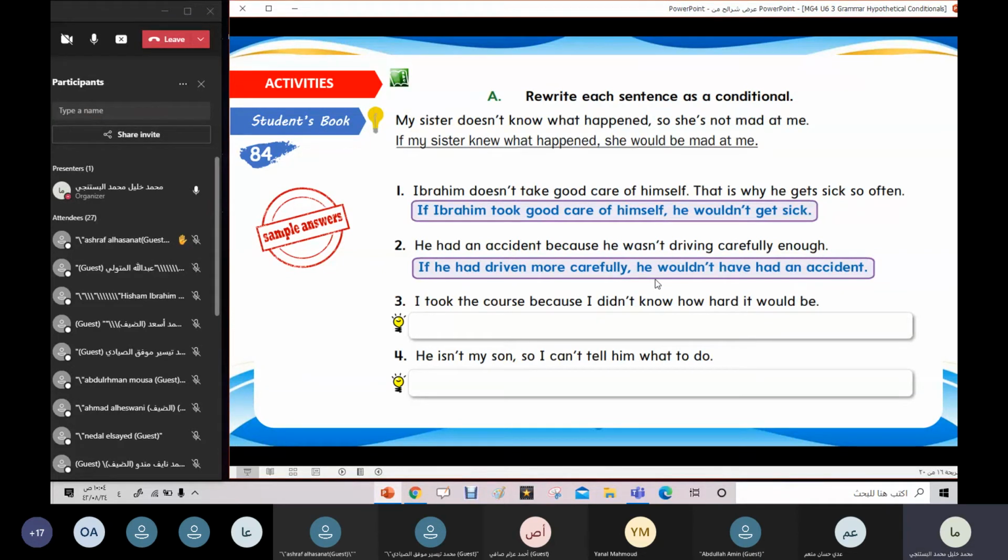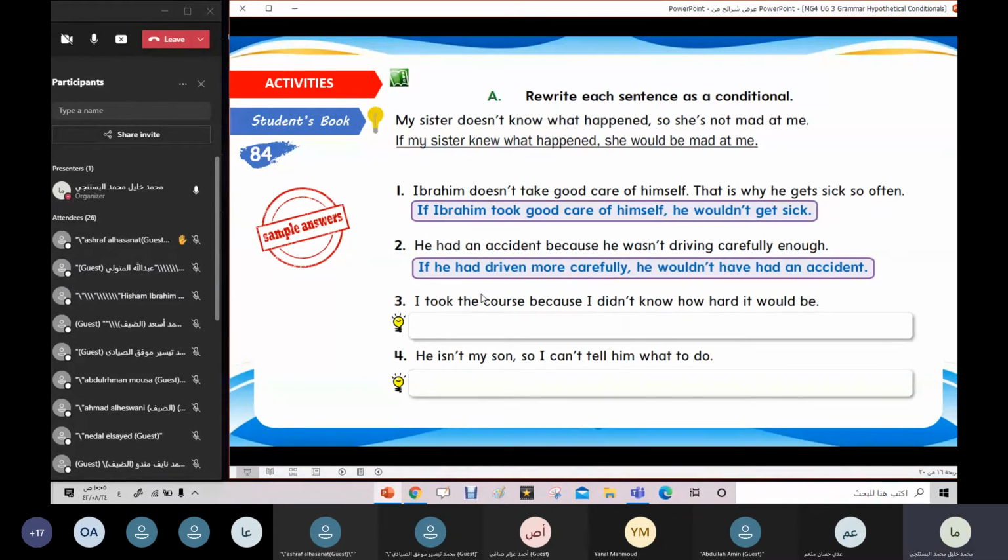Number 3, I took the course because I didn't know how hard it would be. Now, if you want to imagine the opposite, we can use what? The past hypothetical condition, type 3. If I had known, for example, if I had known how hard this course would be, I wouldn't have taken it.